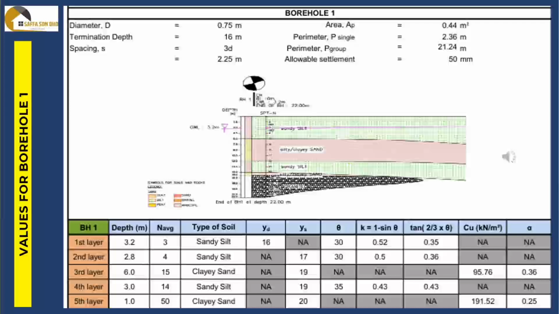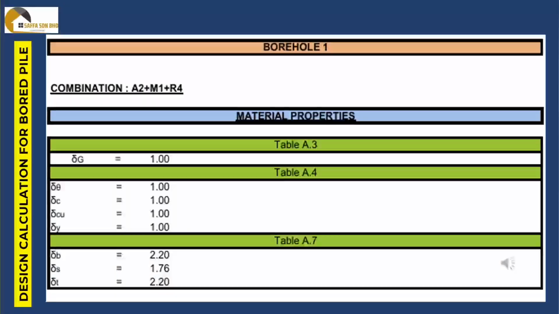Based on the soil profile, our group decided to design for a pile. I will provide the design calculation for borehole number 1. The termination depth is 16 meters and ends at the clay layer. The diameter of the pile is 0.75 meter. We use combination A2 plus M1 plus R4. The material property values are shown in the slide.